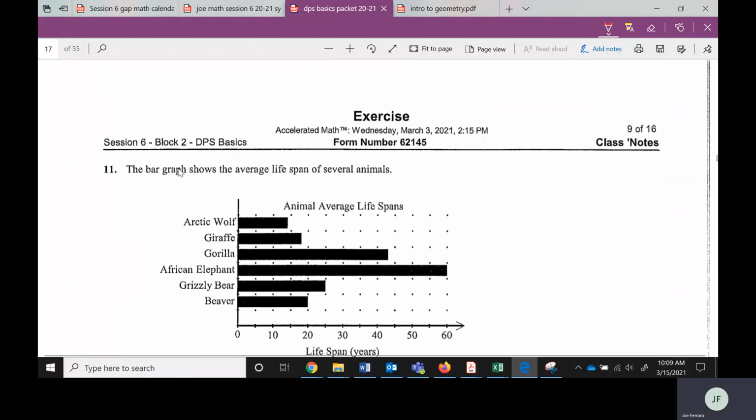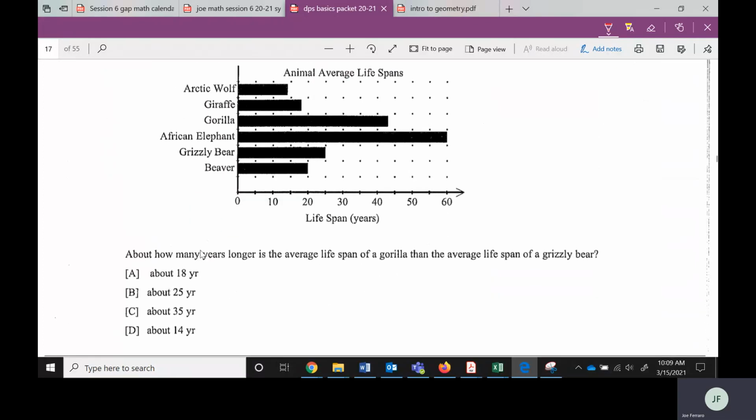It says the bar graph shows the average lifespan of several animals. About how many years longer is the average lifespan of a gorilla than the average lifespan of a grizzly bear? Now, they use the term about because it might be hard to get exact. So we need to find the gorilla. It's right here, and we go down. So this is 40, 50. So this would be 45. So you're looking at 42, 43. So let's call it 43.